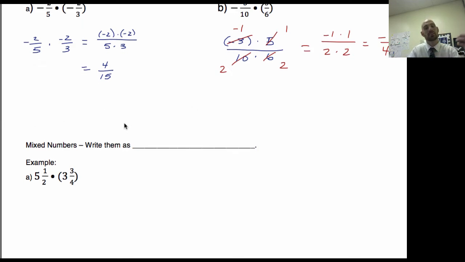The other thing that could happen, we could have mixed numbers. So we've got 5½ times 3 3/4 here. We're going to write them as improper fractions. Same rules are going to apply. Fractions. So I'm going to use the C method here, where I'm doing 2 times 5 plus 1 over 2. It's going to give me 11 over 2.